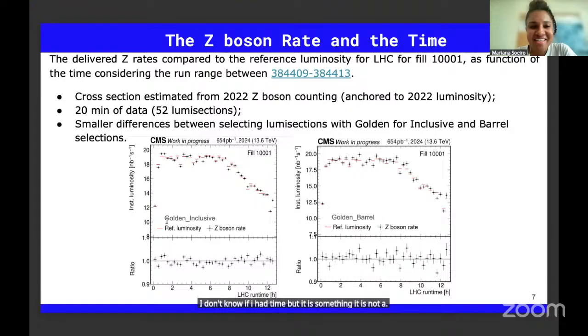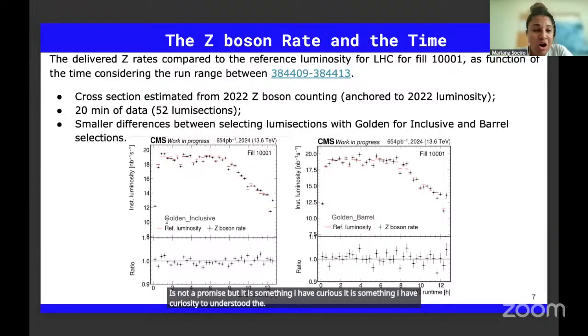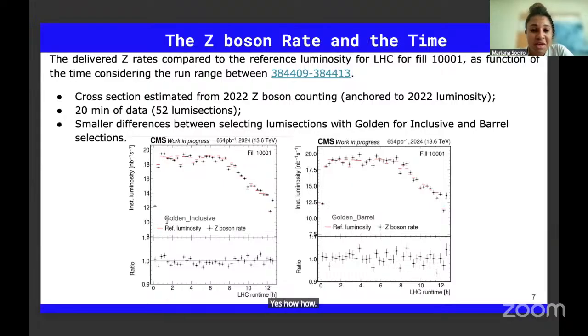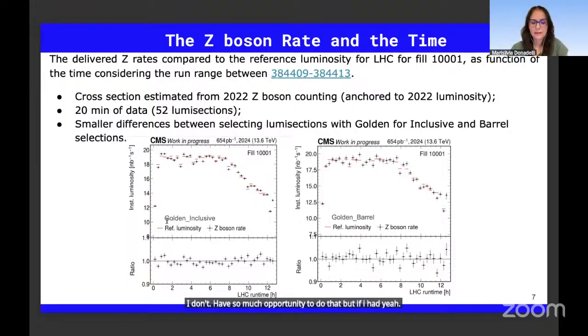It is not a promise, but it is something I have curiosity to understand, how it works. I don't have so much opportunity to do that, but if I had, yeah, it is something I'd like to check.